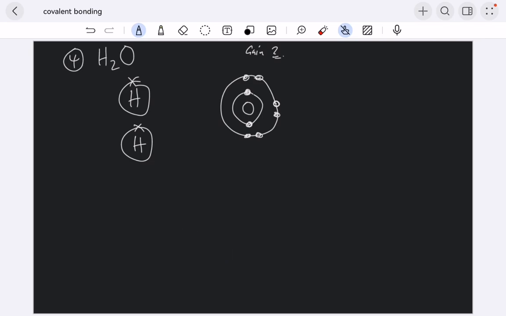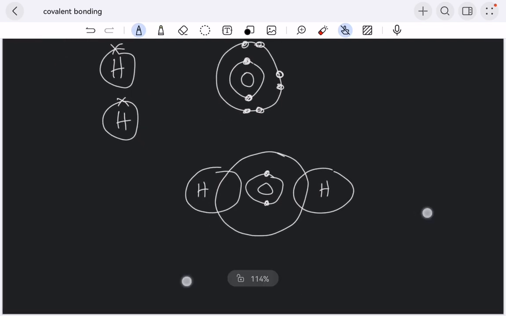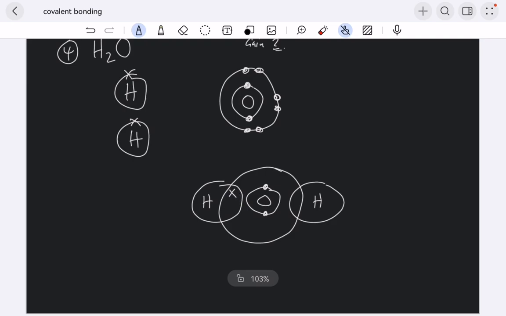So what happens in this case is the oxygen will be put at the center, and then hydrogen will overlap with the outermost shell. So this hydrogen will put in 1, then oxygen, because its valence number is 2, would put one there and another one there.